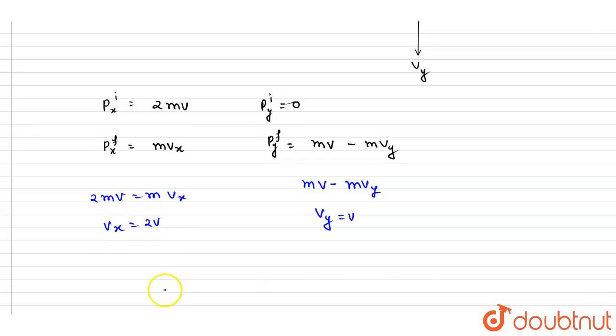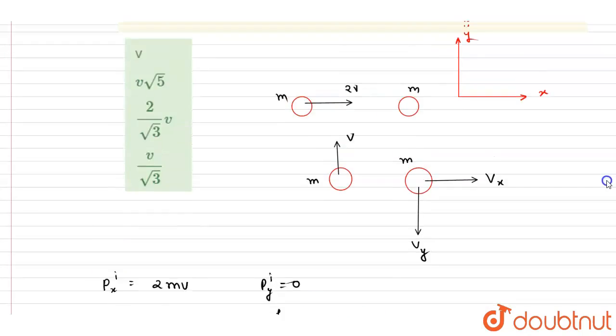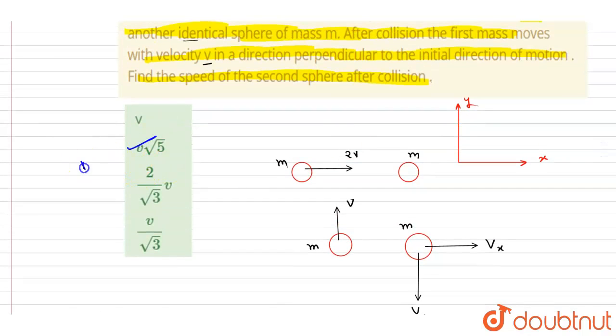Now I can write the velocity of the second particle. From the vector formula we know that it is the square root of the x component squared plus the y component squared. So it will be the square root of (2v) squared plus v squared. So it will be v root 5, and this will be the answer to this question. Now you can check the options; v root 5 is the correct one.